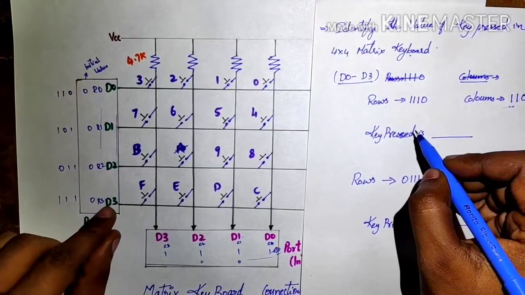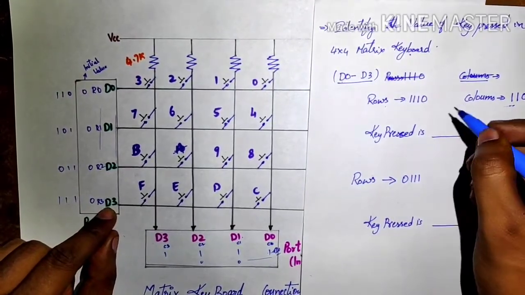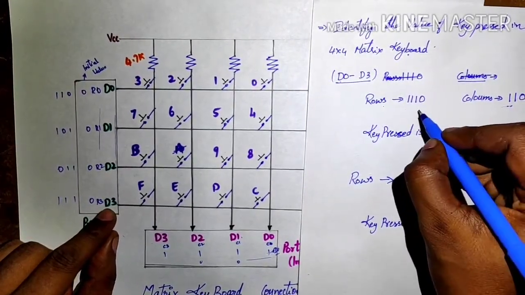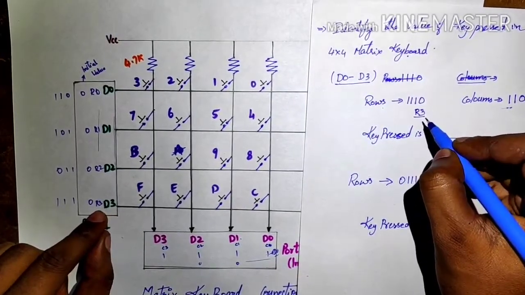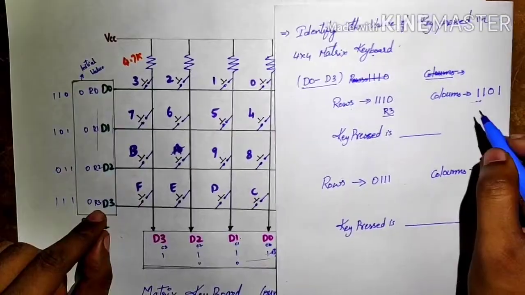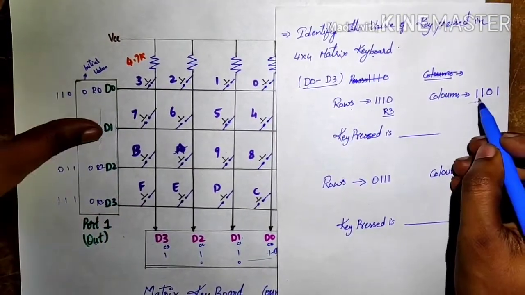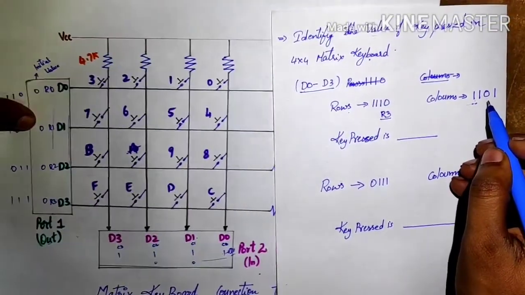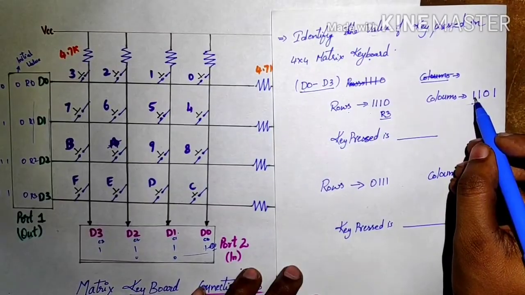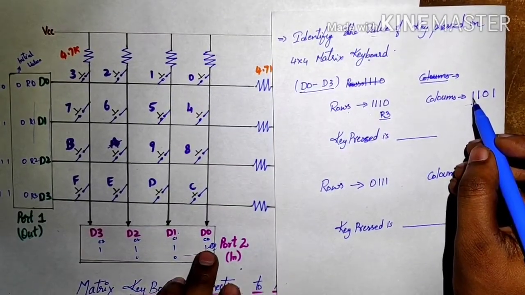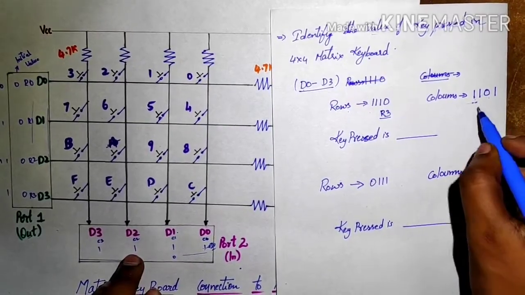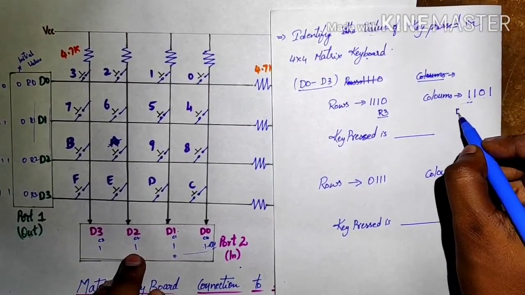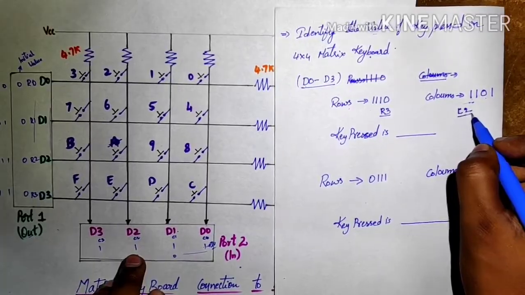So the row here is R3. Now coming to columns, 1 1 0 1. So here D0 is 1, D1 is 1 and D2 is 0. So that means it is column 2.